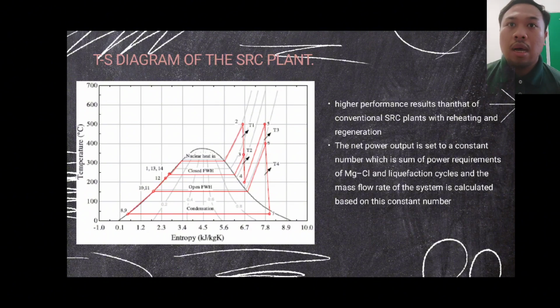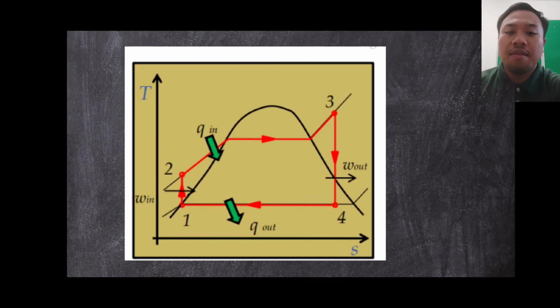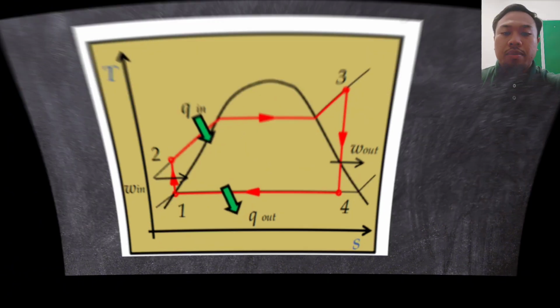So this is the TS diagram for the nuclear power plant. We can see from the graph that there is nuclear heat in, which is at the higher part of the graph, and also condensation at the lower part of the graph. This is different from our lecture, the steam Rankine cycle that we have learned. This is the graph that we have learned in class, which is simple compared to the complex TS diagram. So that's all from the method of performance analysis. We move to the next part.